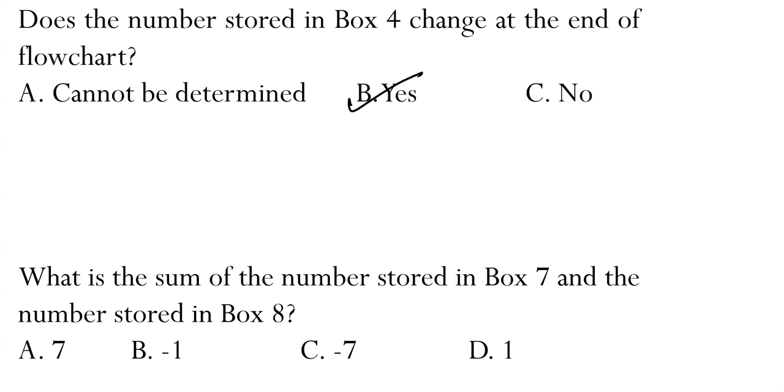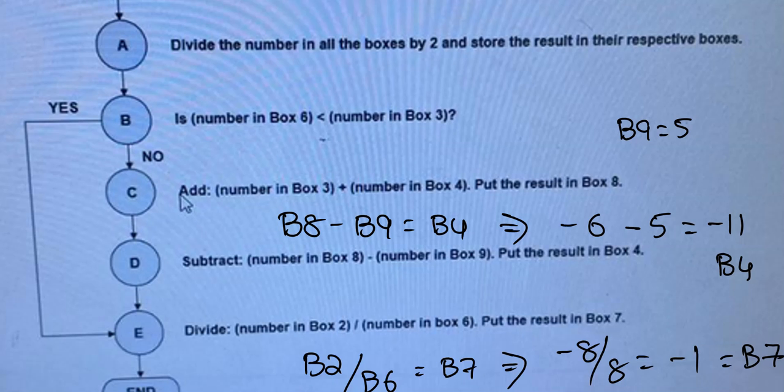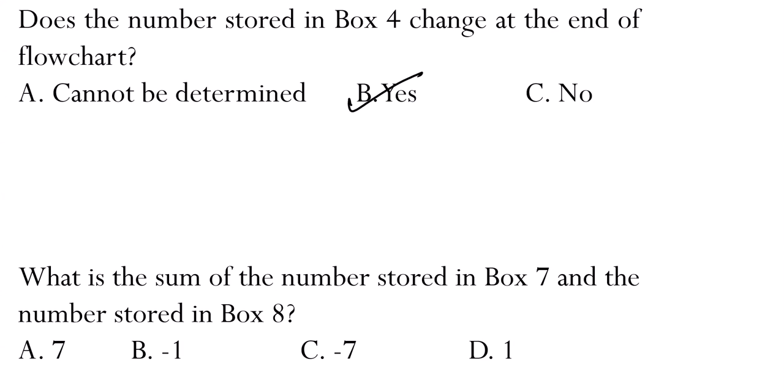Starting from the first, everything keeps changing because they said divided by 2. All should be divided by 2. Everything will change, right? Next, what is the sum of the numbers in box 7 and box 8 at the end? I think one among that is minus 1, no?